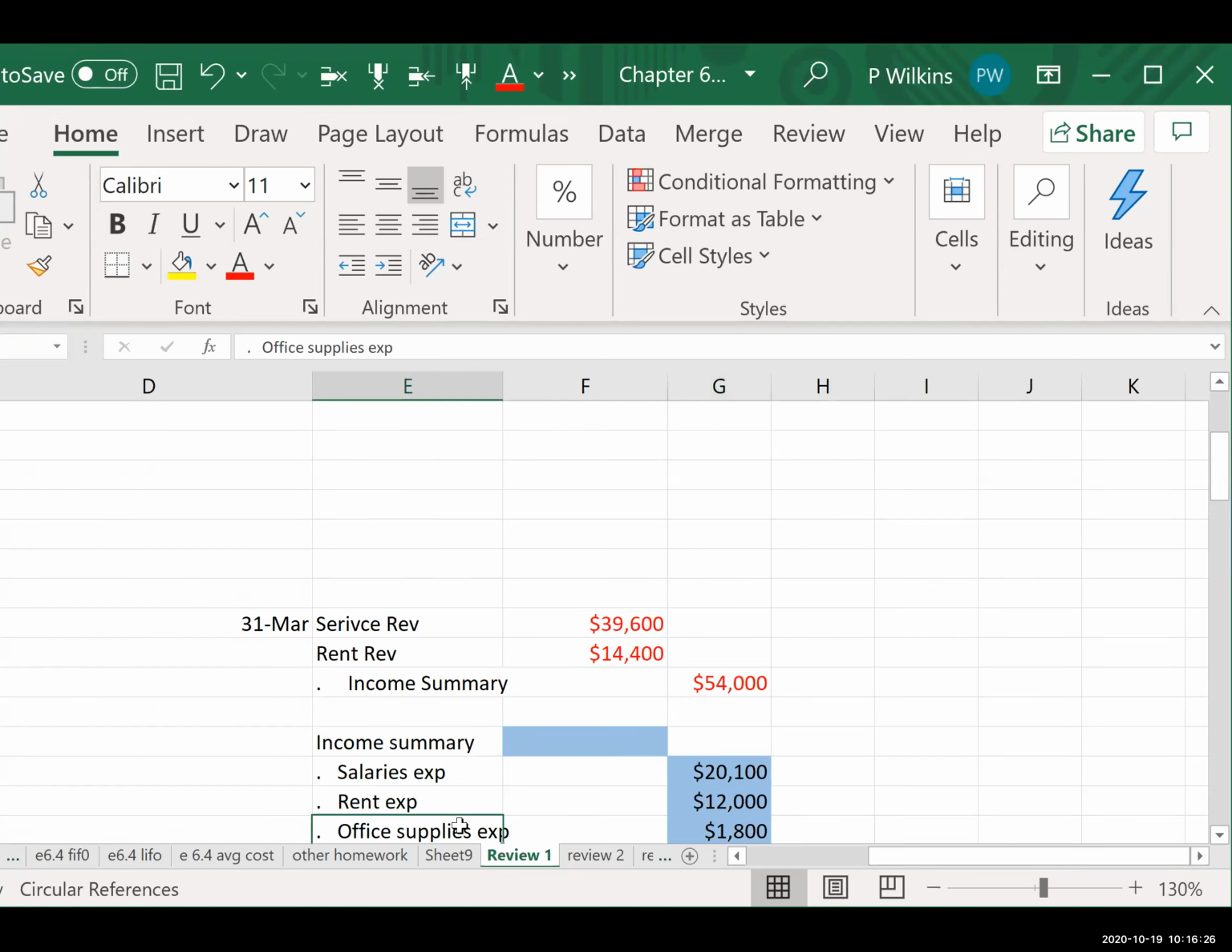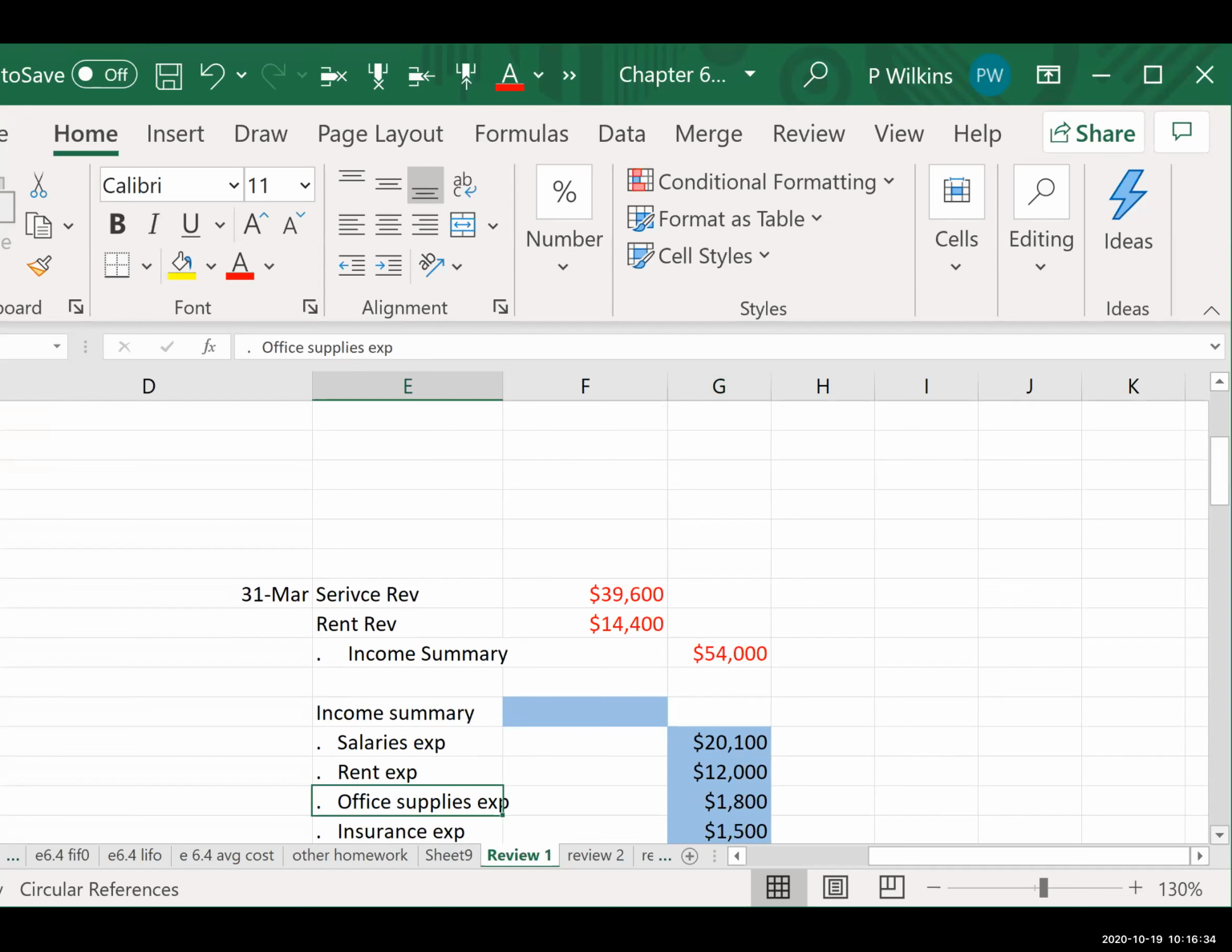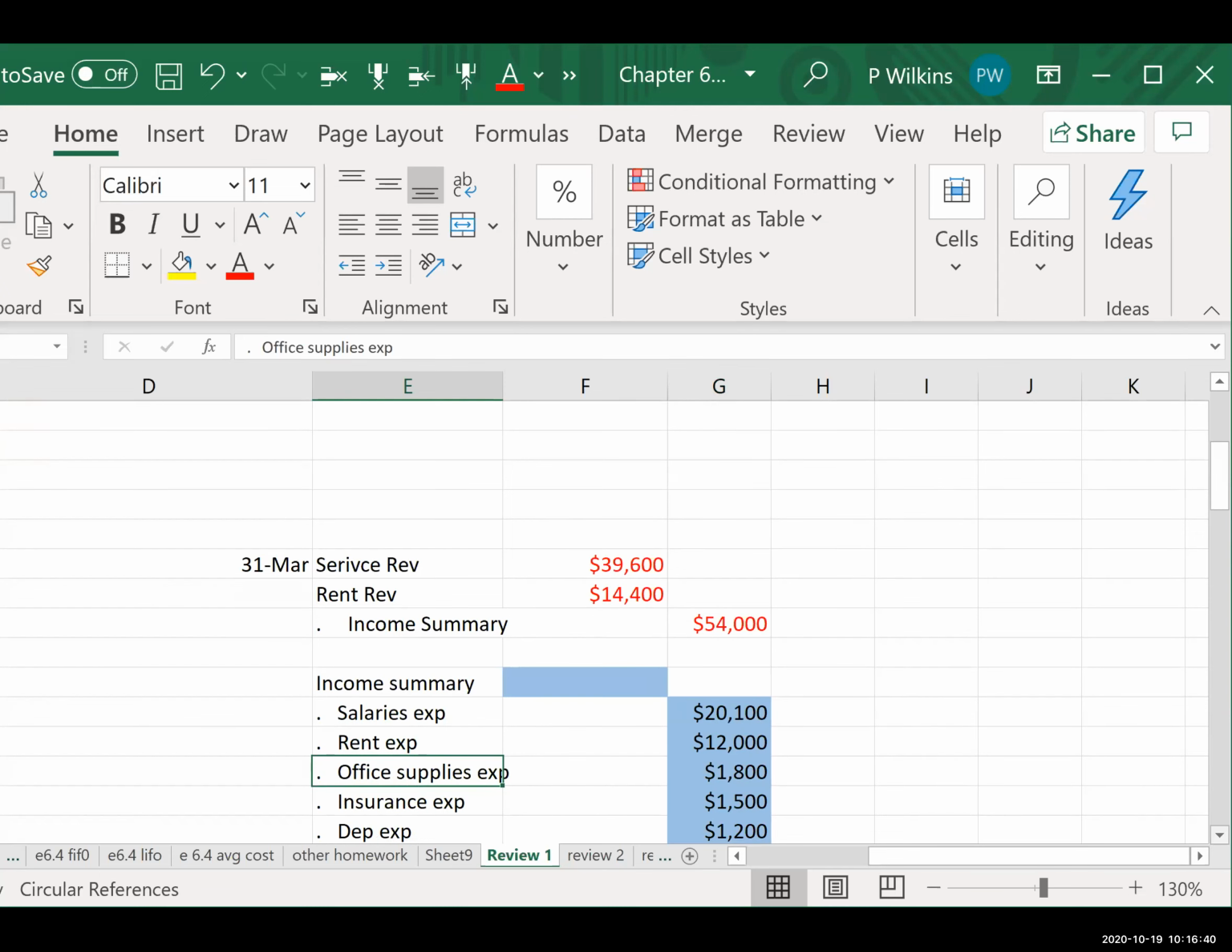The next expense is office supplies expense. We're going to credit that $1,800 to clear that out. The next expense is insurance expense for $1,500. We're going to credit that to clear that out. And the next expense is depreciation expense for a total of $1,200. So we're going to credit that to clear that out. Now that's all of our expenses.